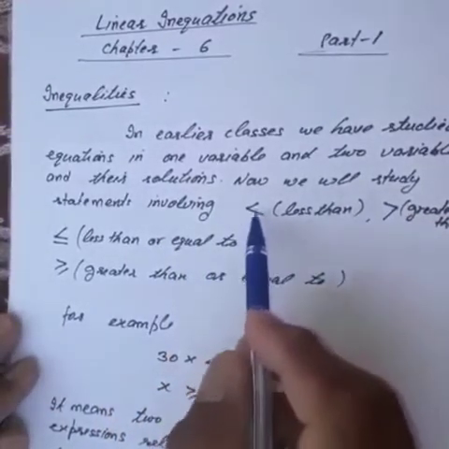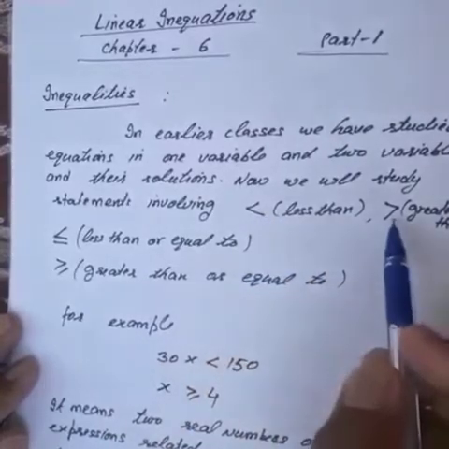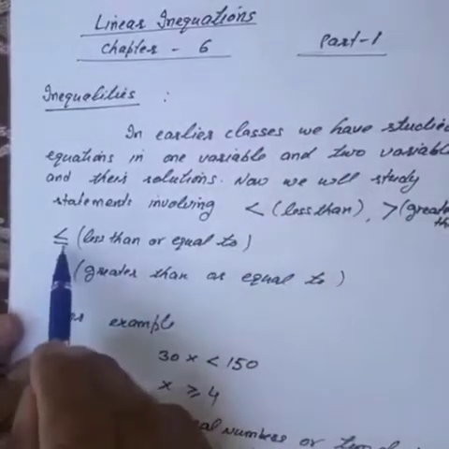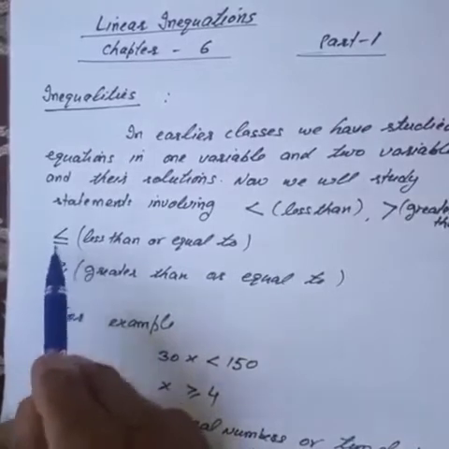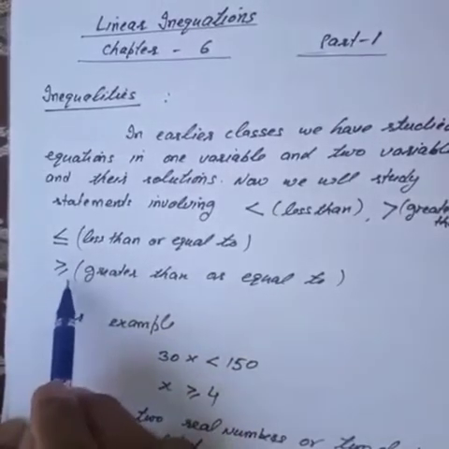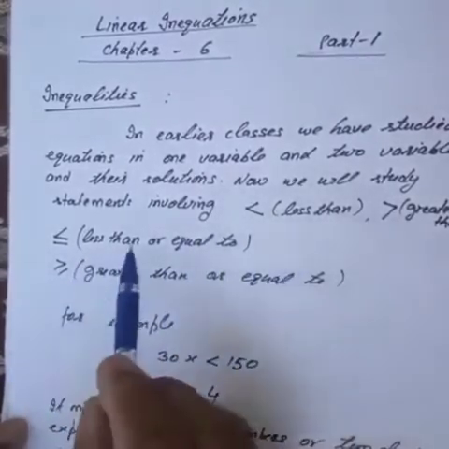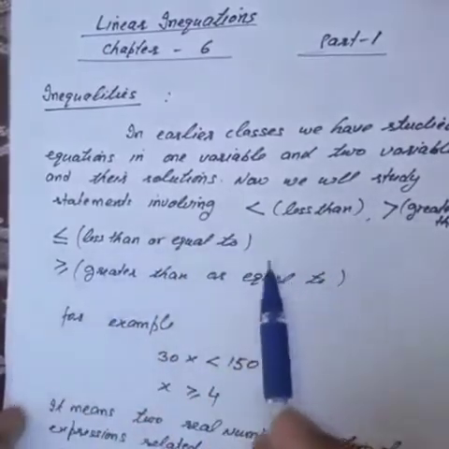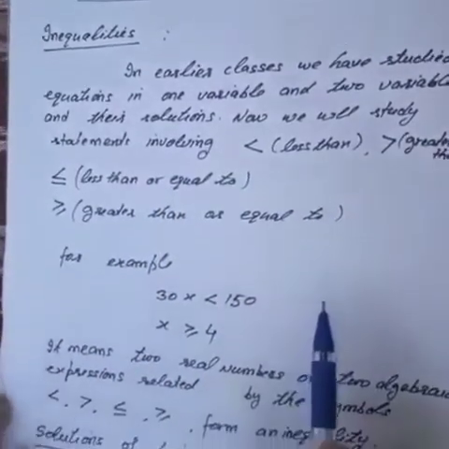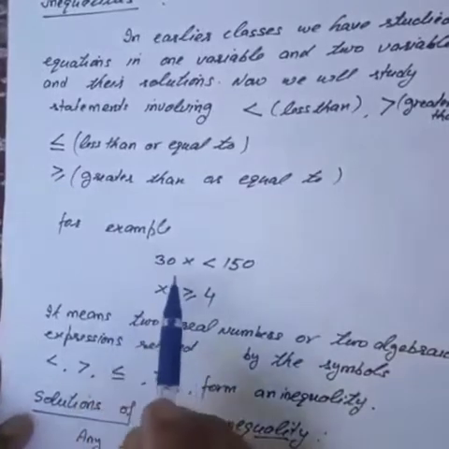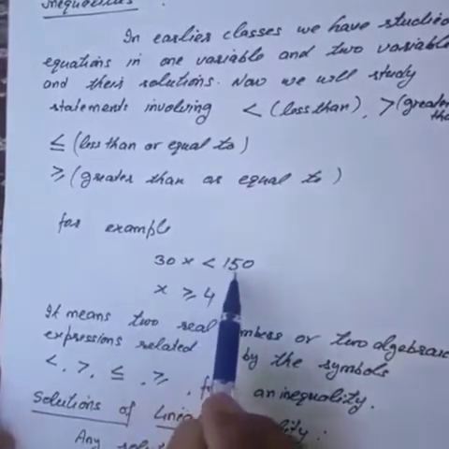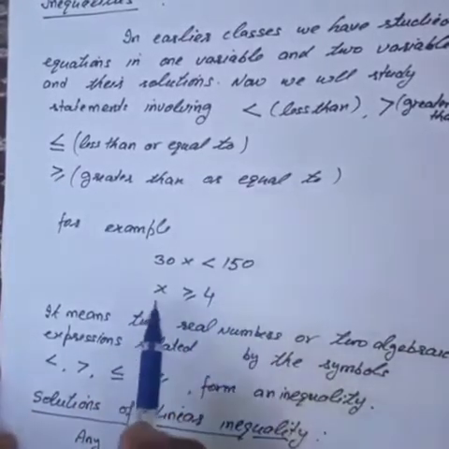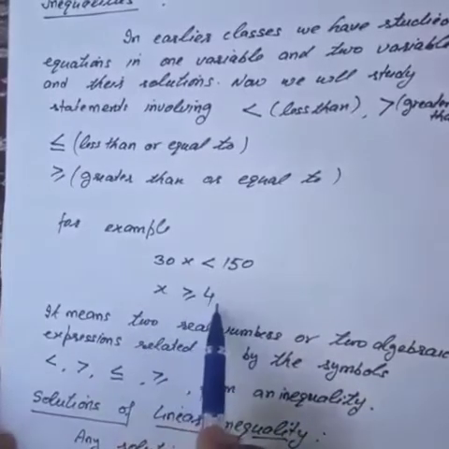This is called less than. This is the symbol greater than. This is less than or equal to. This is greater than or equal to. Now we will study the statements involving these symbols, for example, 30x is less than 150 or x is greater than or equal to 4.